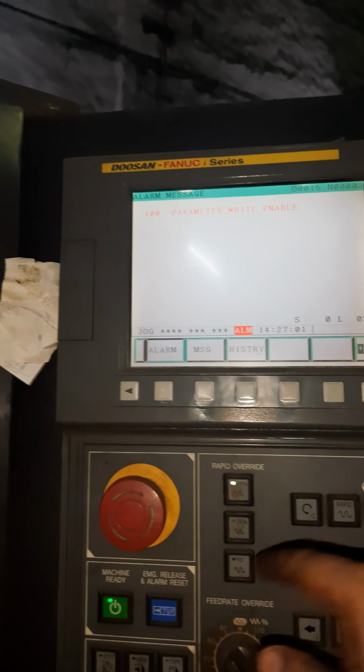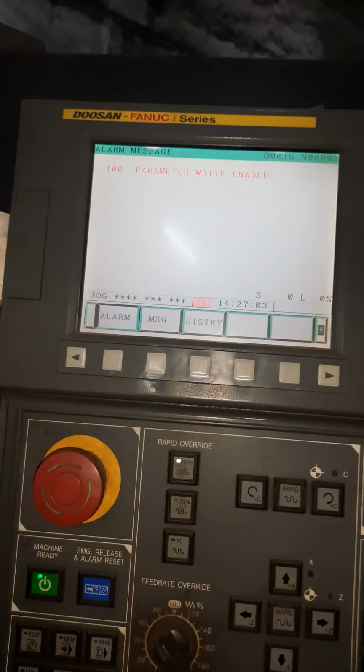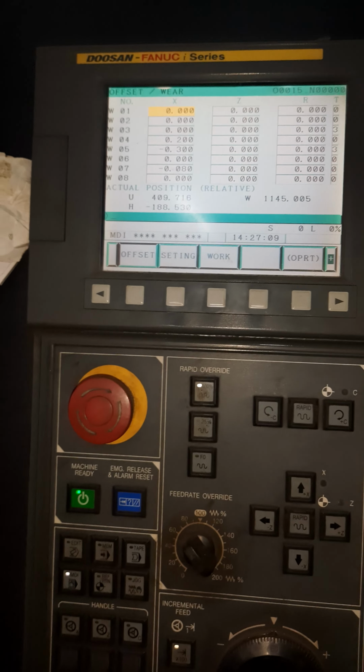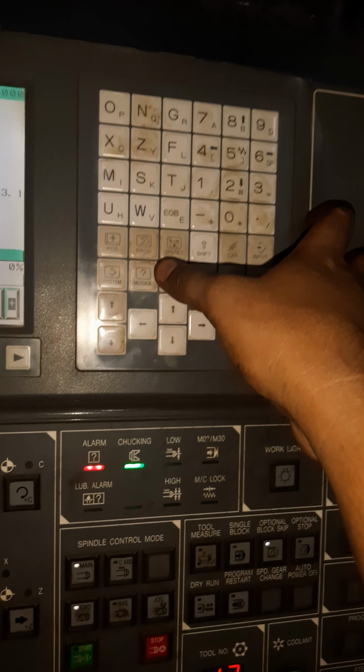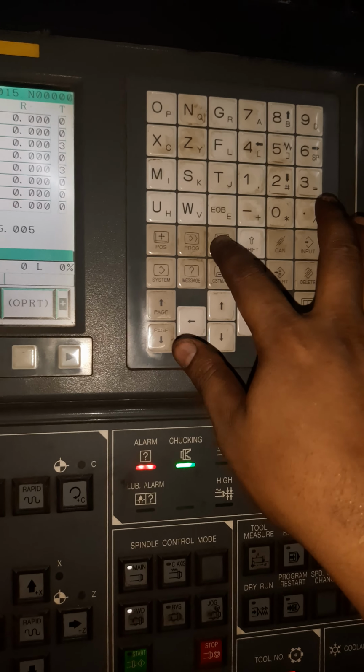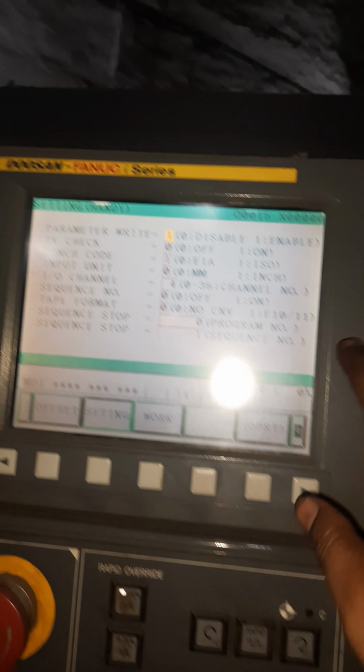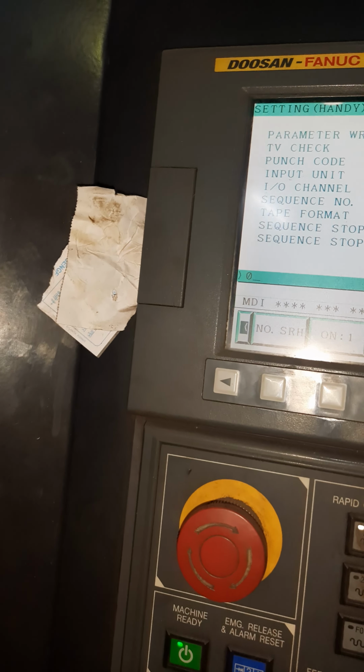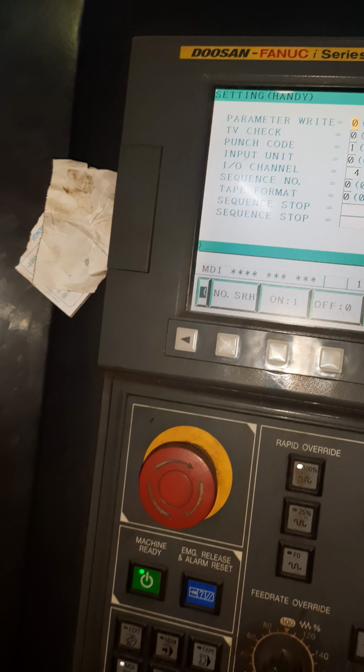Okay, no alarm is coming, only parameter write enable, because I enabled the write to change that parameter. Okay, now we will go to parameter. Now see it is 1 and I will make it 0. Start. See, no alarm is coming. Now see that operation.